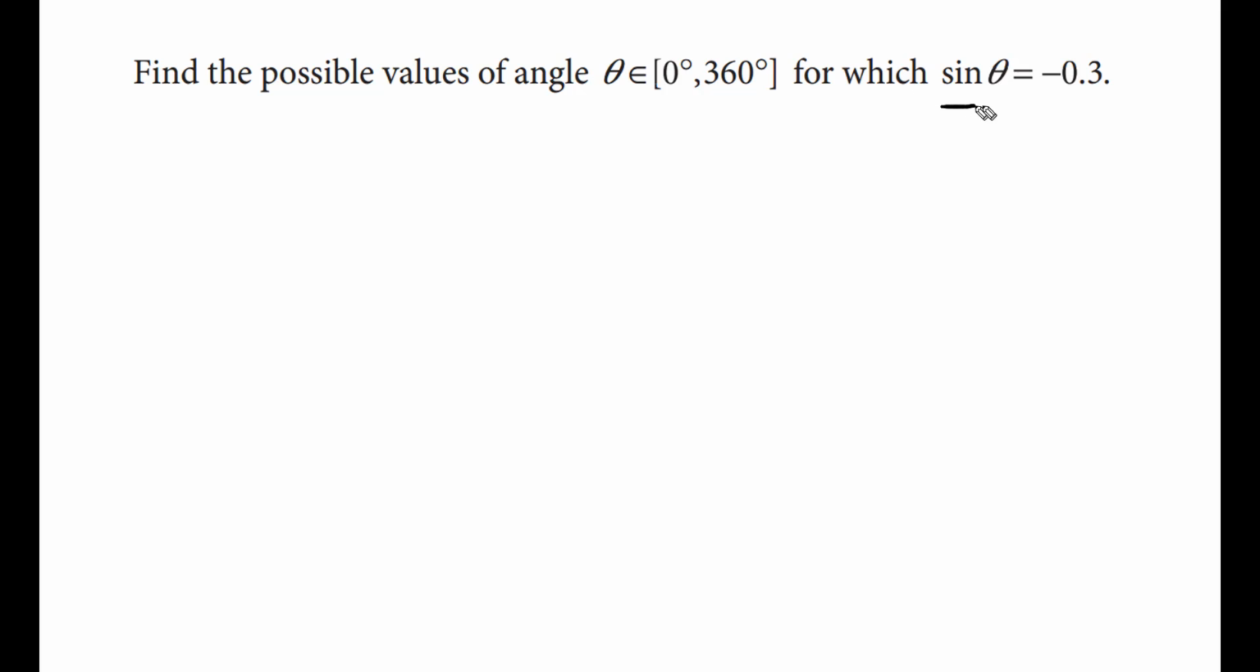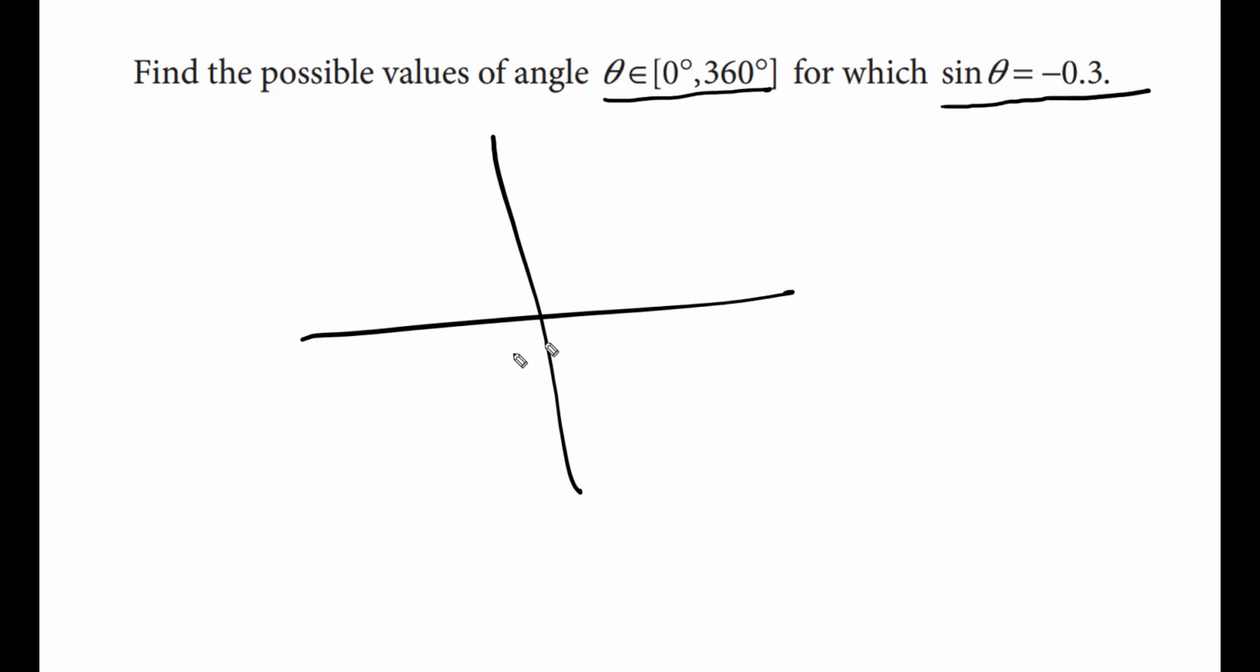We have sine theta is equal to negative 0.3, and we have to solve for theta within this domain. This is a classic trig question. So we are going to write ASTC, and we notice that sine is negative within this quadrant and this quadrant.